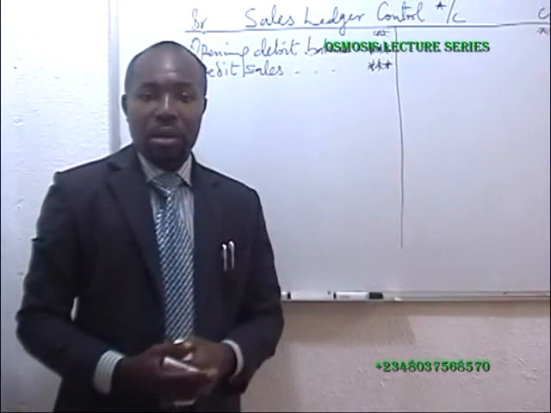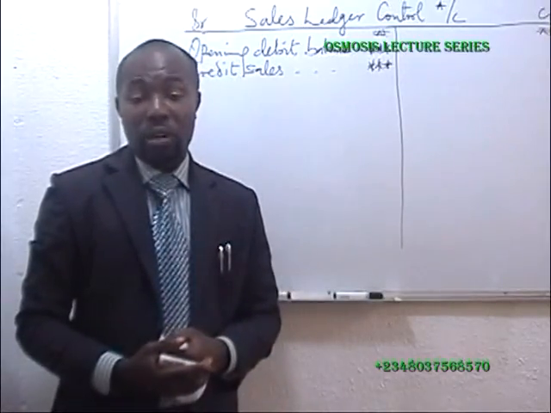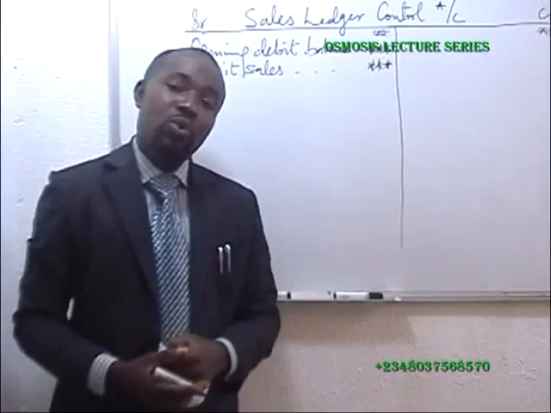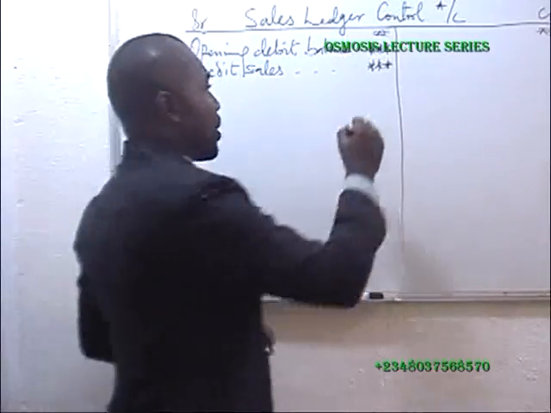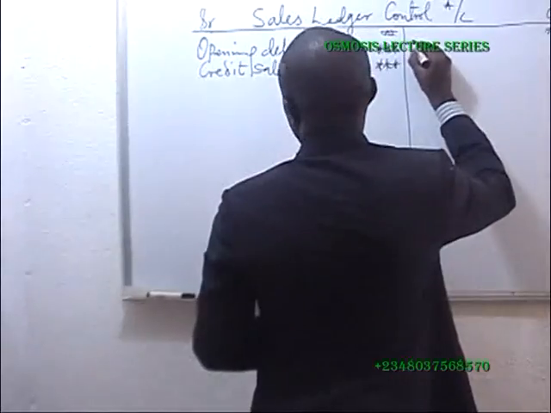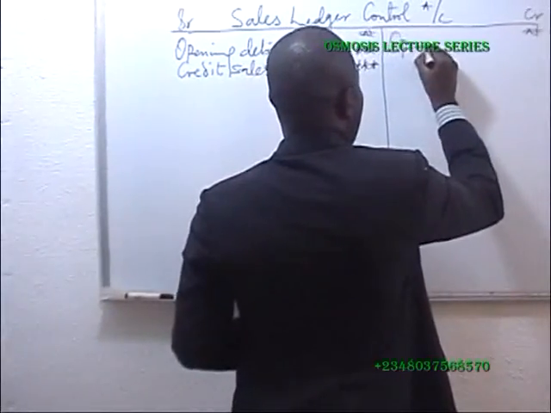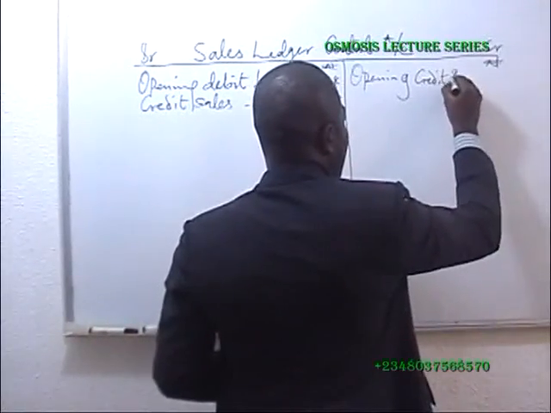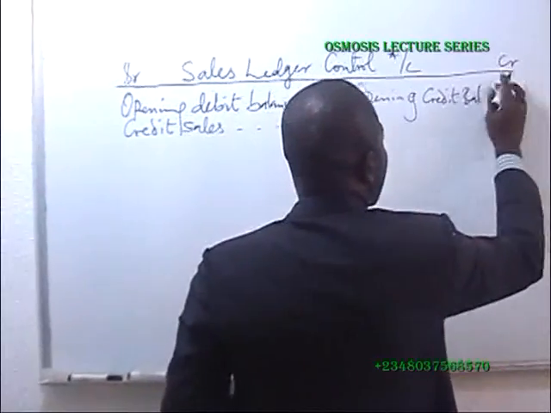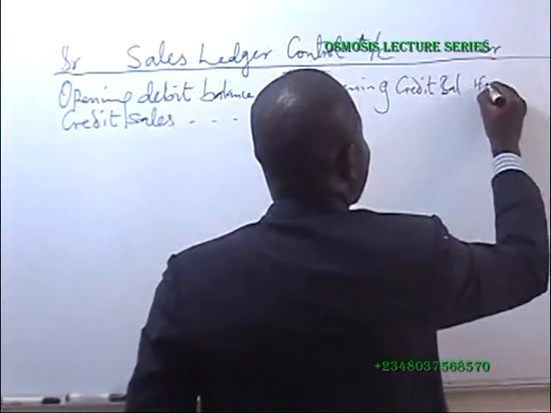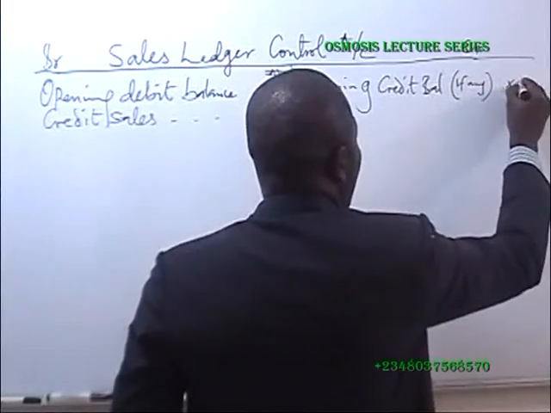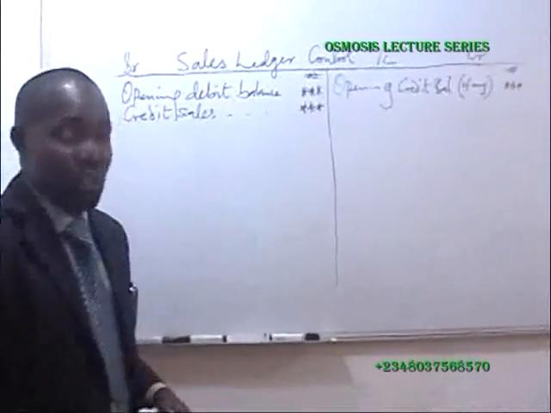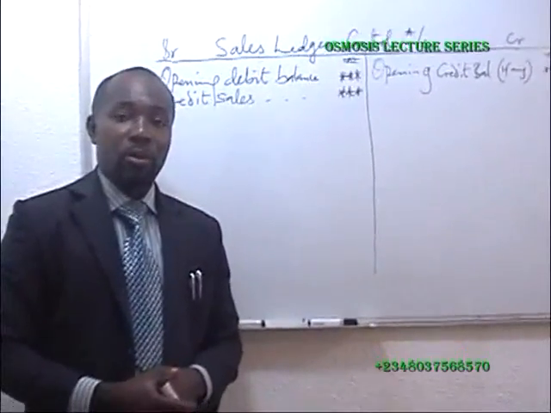Are you following? Now let us consider some items that will be on the credit side. Sometimes we'll have an opening credit balance, if any. So under this opening credit balance, we just say in brackets, if any. Sometimes it does happen. But I will explain all these things to you so that you understand what the rule of the game is all about.